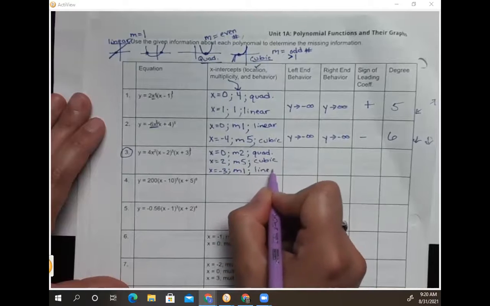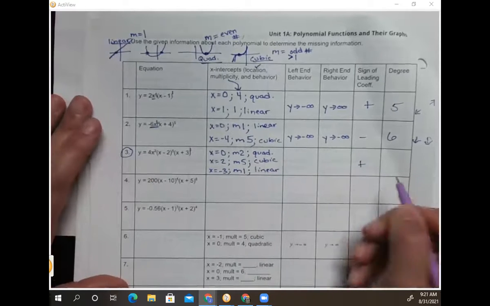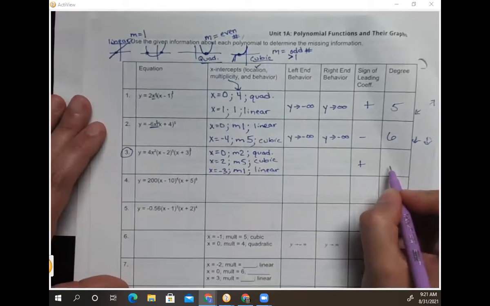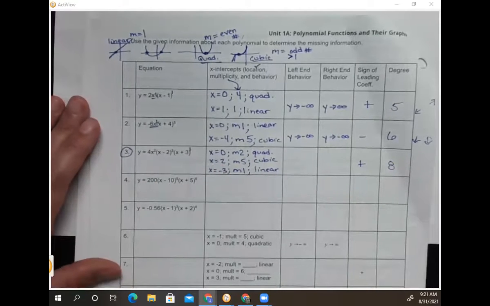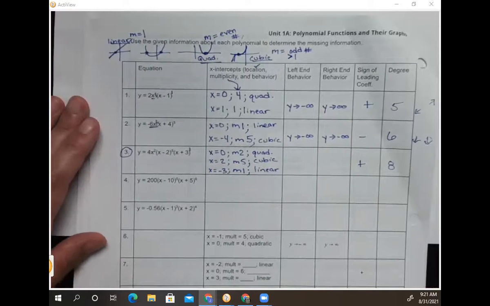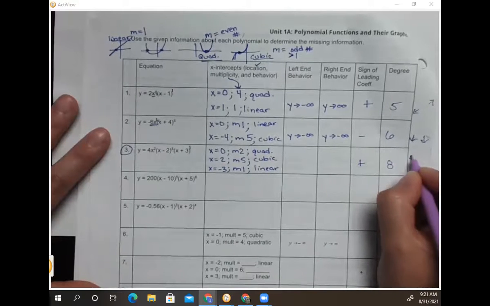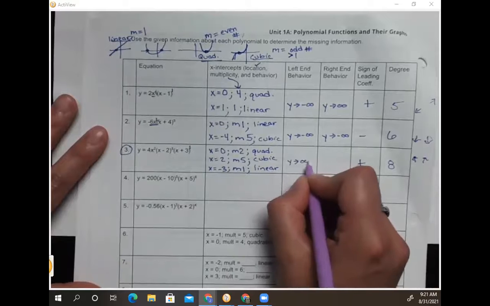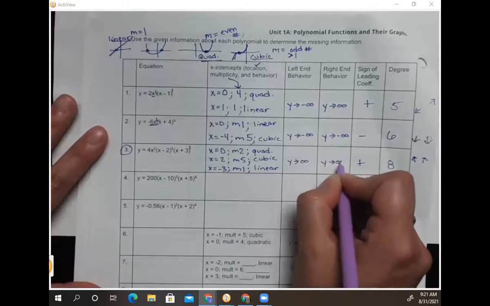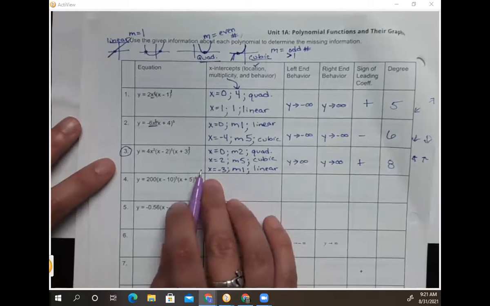Linear. Perfect. What's the sign of my lead coefficient for number 3? Positive. And our degree? Yeah, 2 + 5 + 1 would be 8. So what's our end behavior going to look like? What are the arrows going to do? They're both going to go up. Yep, up on both sides. Up over here and up over here. So y is going to approach infinity on the left side and on the right side. Questions for number 3?